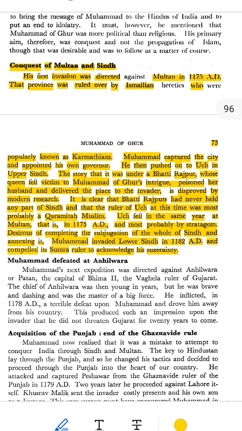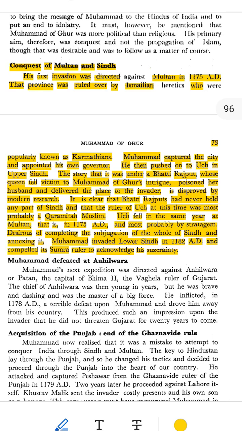Who was Muhammad of Ghur? Muhammad of Ghur was a powerful ruler from Ghur, a region in present-day Afghanistan. He wanted to expand his empire into India. His first big step into India began in 1175 AD, when he focused on Multan and Sindh, two important regions in what is now Pakistan.